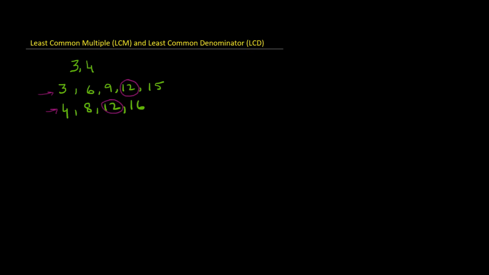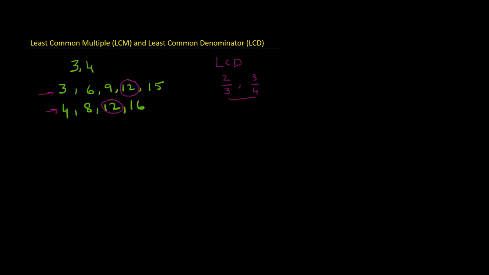So what is least common denominator? Least common denominator is the same as least common multiple, but when we are talking about fractions and their denominators. So let us say that we have two fractions. One is 2 divided by 3 and the other is 3 divided by 4. So what is the least common denominator of these two fractions?